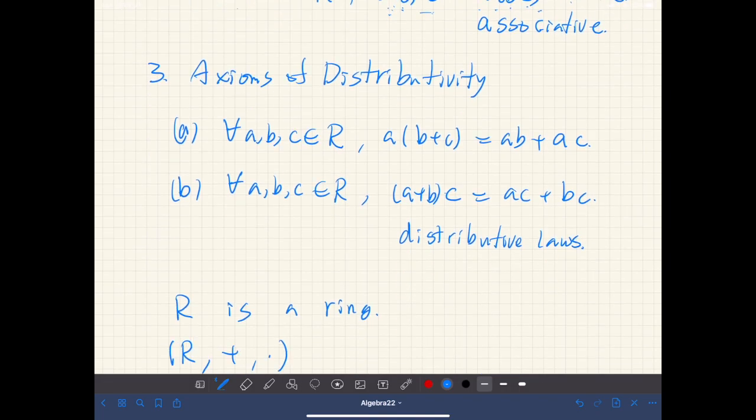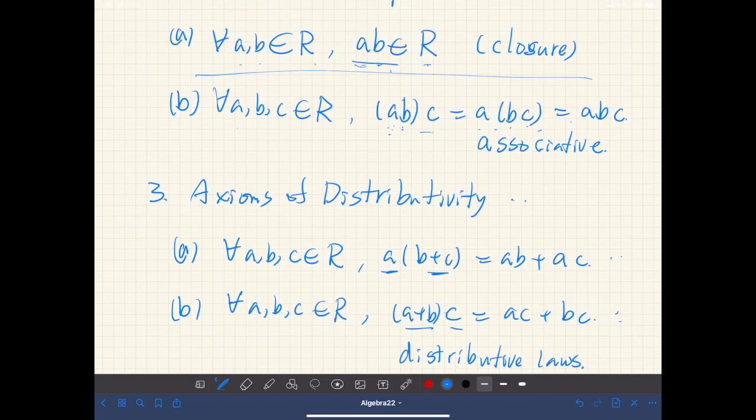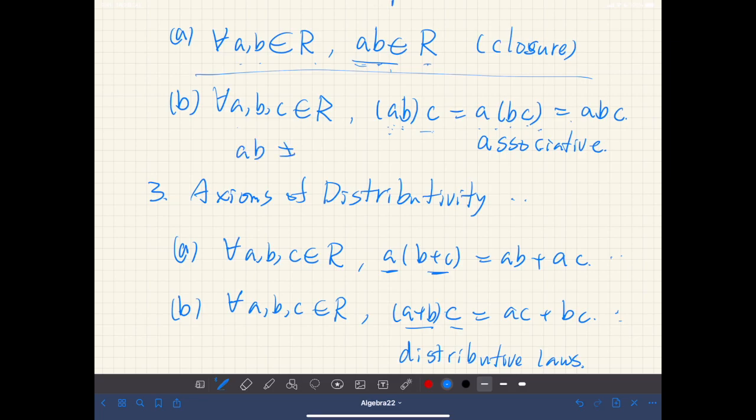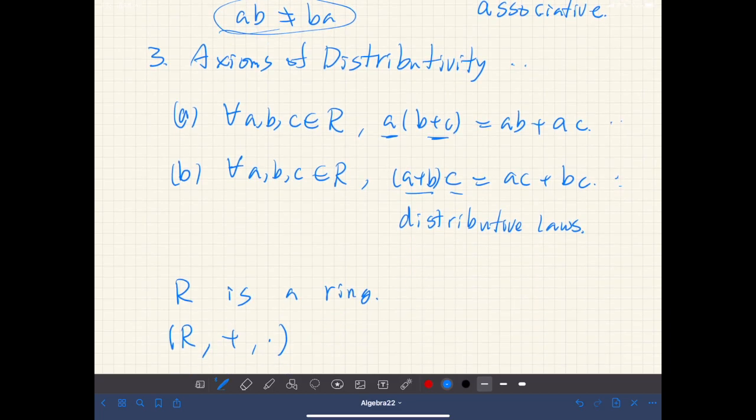And finally, the axioms of distributivity. These two distributive laws connect addition and multiplication together. Since multiplication may not be commutative, that means ab may not be equal to ba. So we are not assuming this explicitly, and we need these two distributive laws.